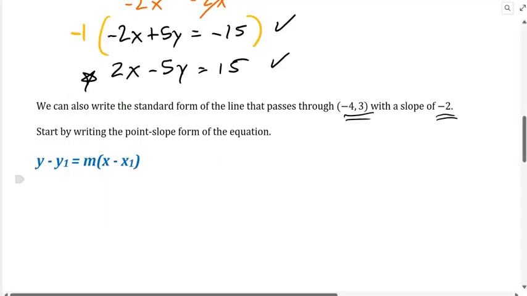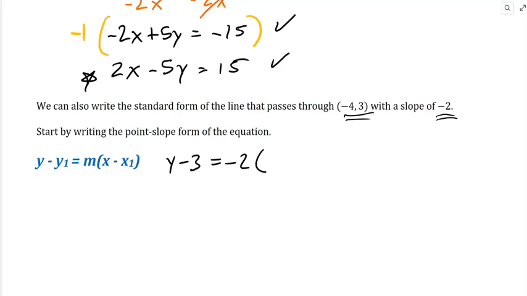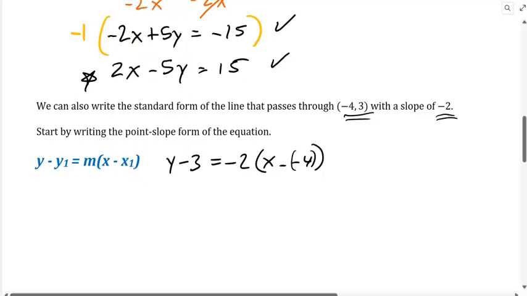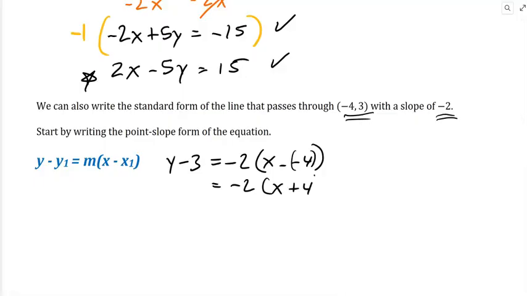Here's our point slope form, y minus y1 equals m times quantity x minus x1. Let's just substitute these points. y1 is 3, so y minus 3 equals, the slope is -2, times x minus -4. Now, minus -4, of course, we recognize that we have to fix that. So this is -2 times x plus 4 because we are adding the opposite.